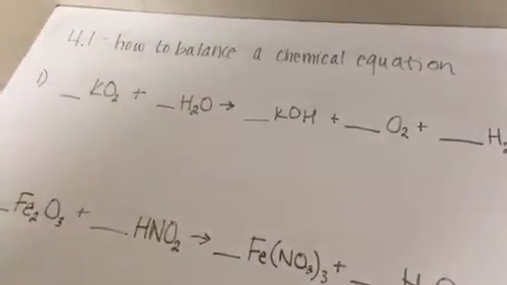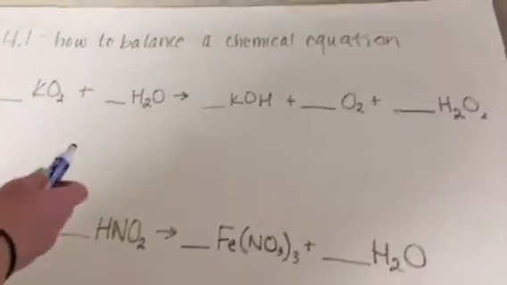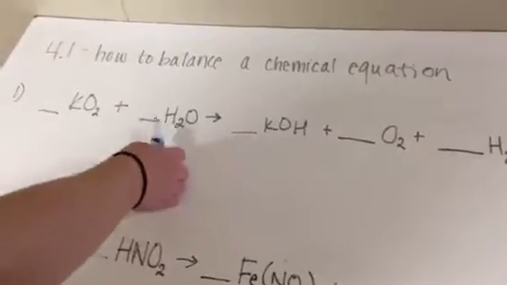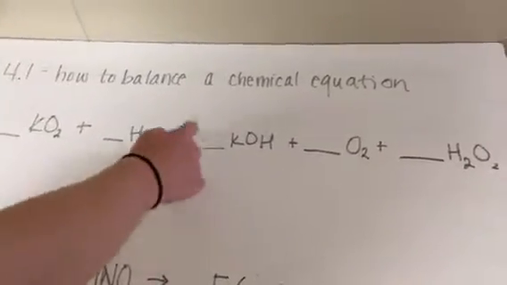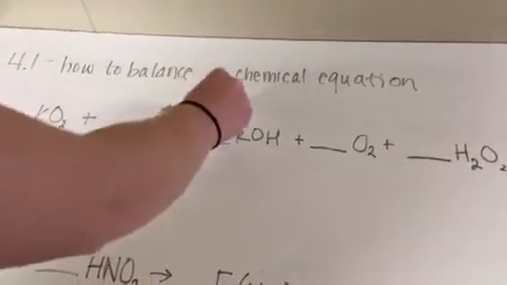Since matter is never created or destroyed, we want to make sure that we have the same number of atoms of each element on the reactant side, meaning to the left of the arrow, as we have on the right of the arrow.